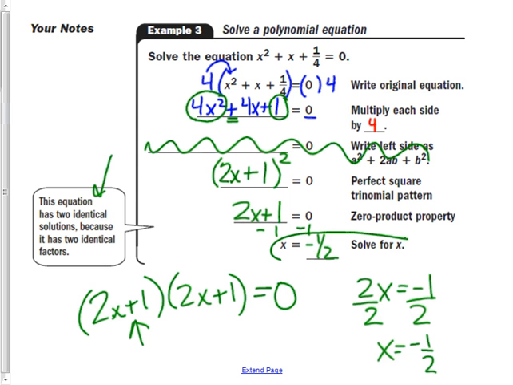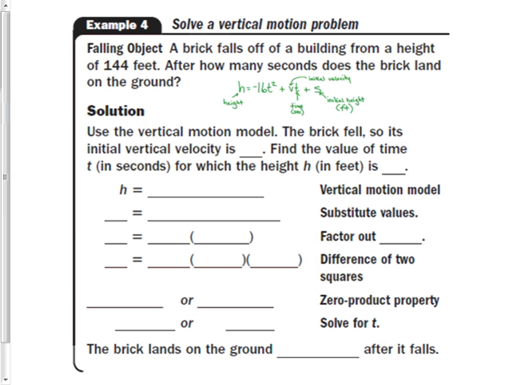We've solved for x. Moving on to example 4, now we're going to use that same kind of skill to solve one of those vertical motion problems. I'm going to read it first. It's about a falling object. A brick falls off of a building from a height of 144 feet. I hope nobody else is down below. After how many seconds does the brick land on the ground?